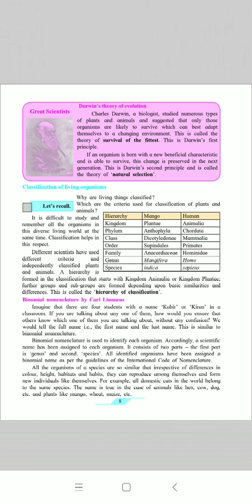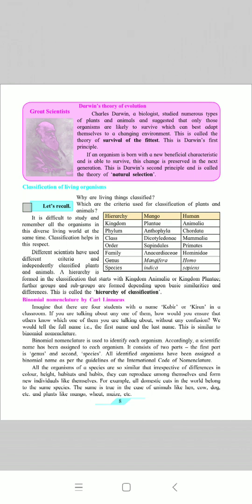On screen you can see, in pink color writing, a photo of the great scientist Charles Darwin. Darwin's theory of evolution taught us two principles. Darwin's first principle is that he studied numerous types of plants and animals and suggested that only those organisms are likely to survive which can best adapt themselves to a changing environment. This is called the theory of survival of the fittest. This is Darwin's first principle.